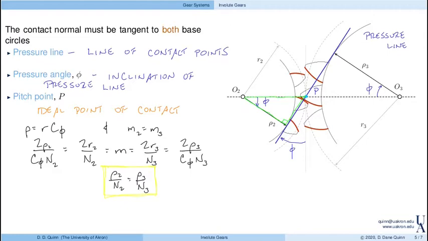Now, the last thing we'll notice is that if the center distance is known, because after all, these R's depend on the distance between O2 and O3, so if we know the center distance as D, which is R2 plus R3, and I'll just note that this D is the distance between O2 and O3, not to be confused with the addendum that we talked about before, then we can write that in terms of the base circles and the pressure angles.